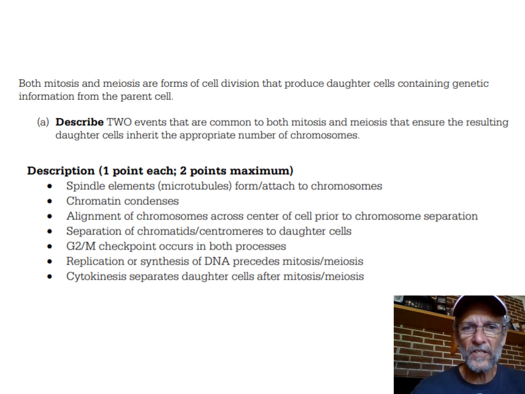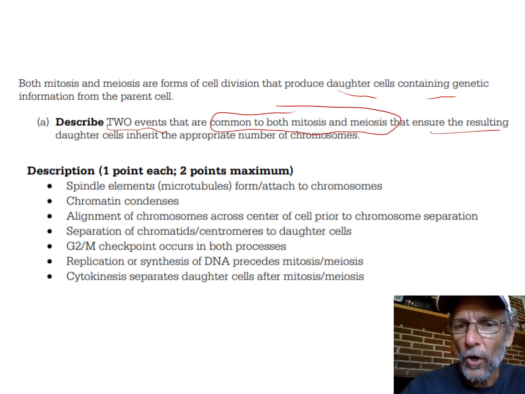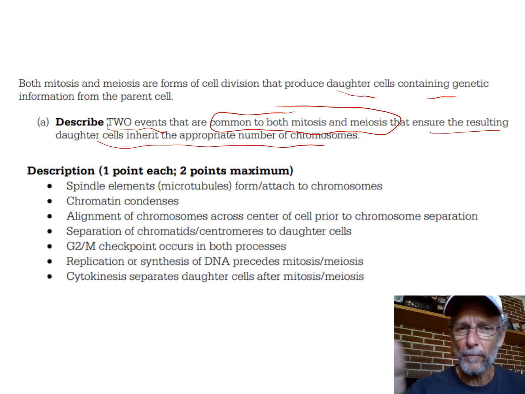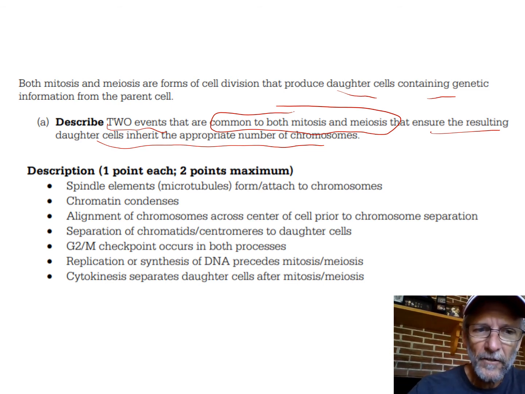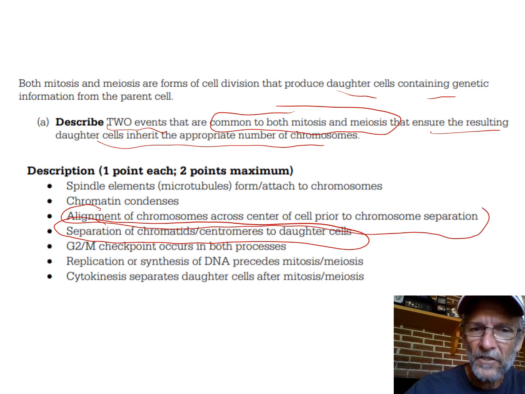So now, here's this next one, right? Both mitosis and meiosis produce daughter cells containing genetic information, two events that are common to both that ensure that the daughter cells get the right number of chromosomes. Well, in mitosis, the right number is the same amount as the parent cell, and in meiosis, it's half. What two events that are common to both make sure they get those right numbers? Well, it's the separation events, right? It's the separation events. It's the lining up before they're separated events.